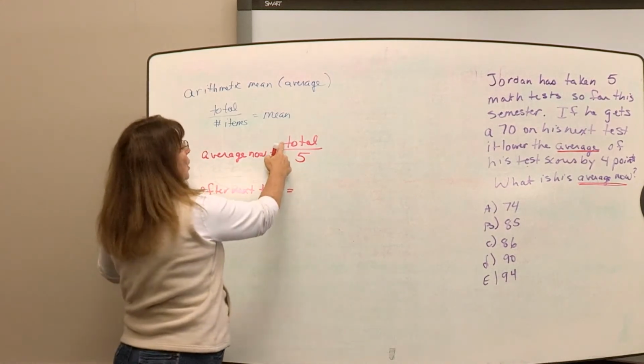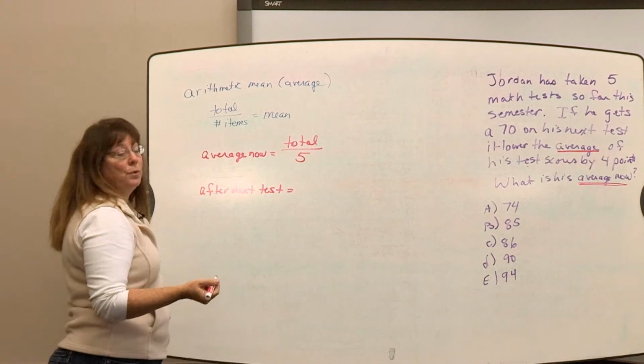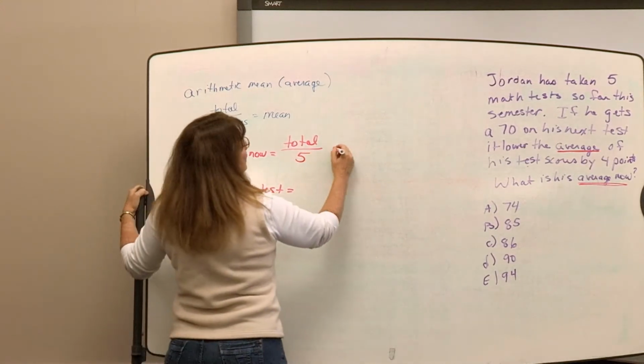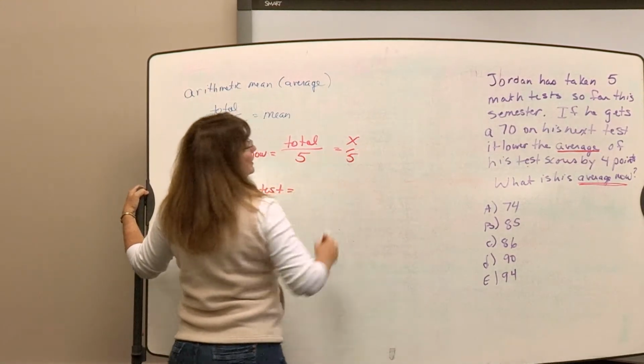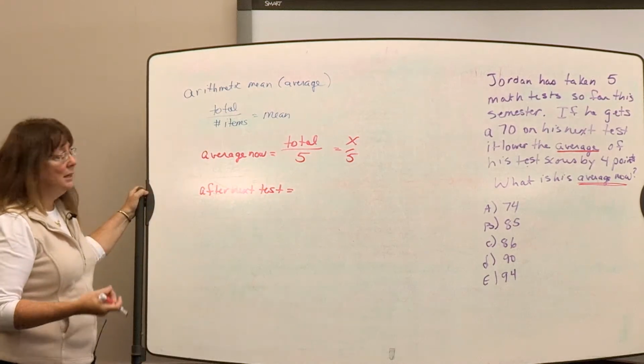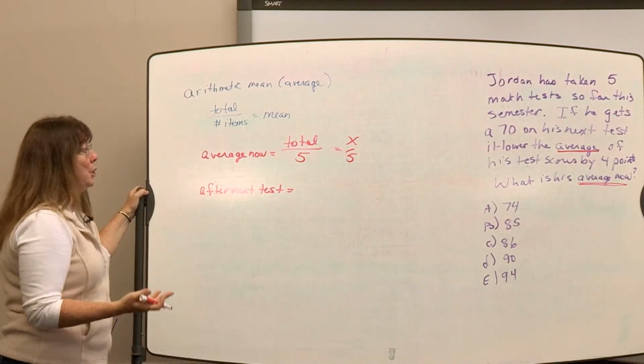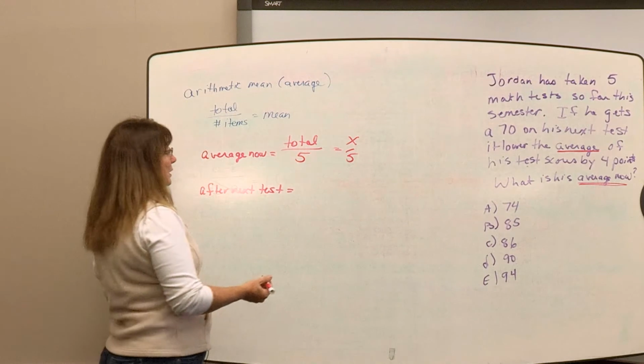we're going to have this total of these 5 exams. We don't know what it is. So I'm going to go ahead and give it a variable. Since I don't know what it is, I'm going to call it x. I might need it, I might not, but it's an unknown, so I'm going to replace it with something.